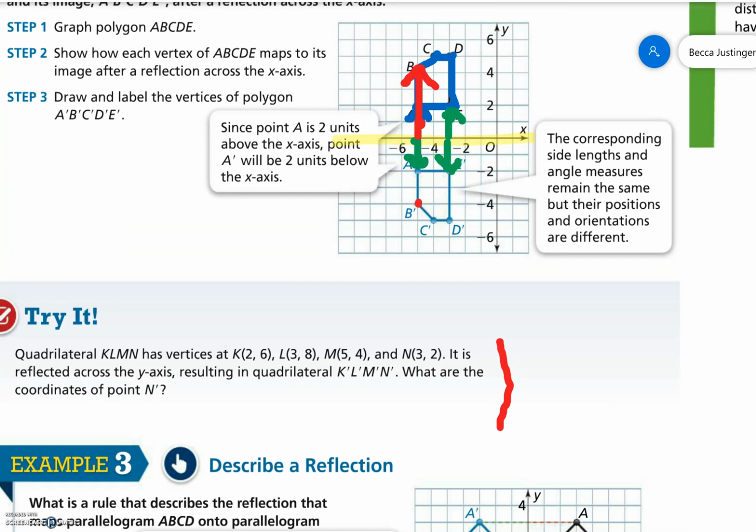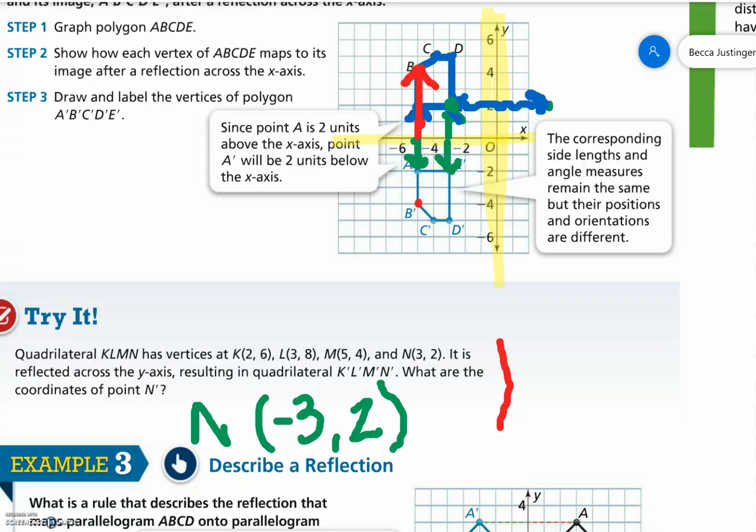So if I just graph N, that's at 3, 2. So we're going to go over 3, up 2. So it'll be off the graph, but it would just be off by 1. We're reflecting it over the y-axis this time. And however far away from the y-axis that point is, 1, 2, 3, it's going to go backwards, 1, 2, 3. So our new point is at -3, 2. So that is N prime.